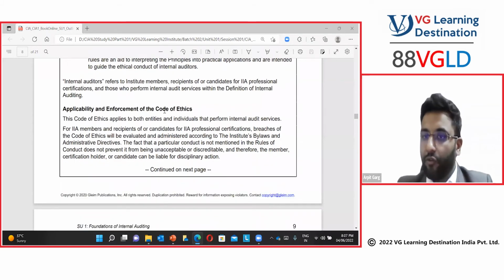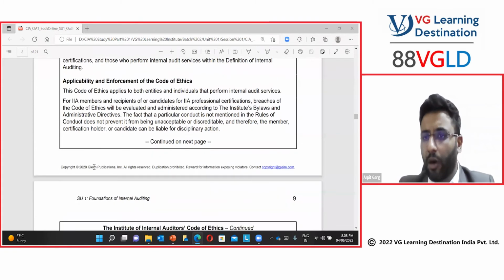Again, applicability and enforcement of the Code of Ethics. It says the Code of Ethics applies to both entities and individuals that perform internal audit services. So it applies to the entity as well as the internal audit team. For IIA members and recipients or candidates for IIA professional certification, breaches of the Code of Ethics will be evaluated and administered according to the Institute's bylaws and administrative directives. The fact that a particular conduct is not mentioned in the rules of conduct does not prevent it from being unacceptable or discreditable, and therefore the member, certification holder, or candidate can be liable for disciplinary action.